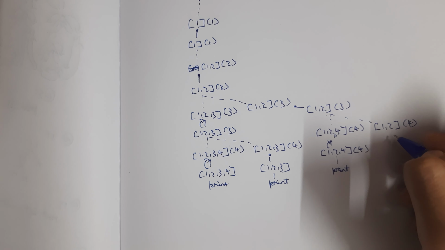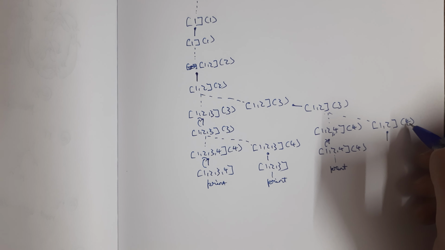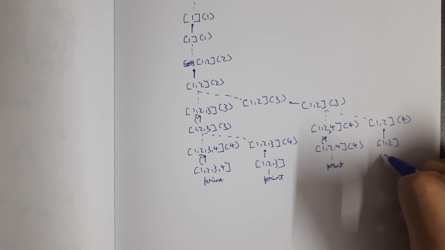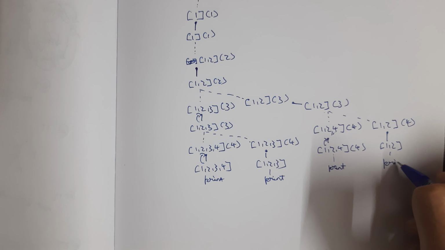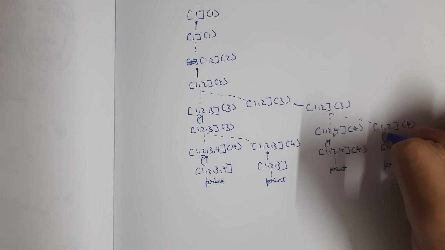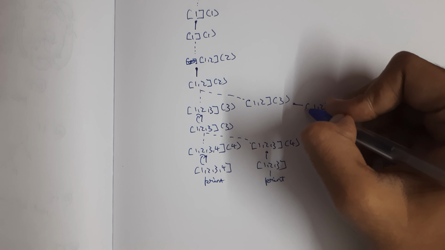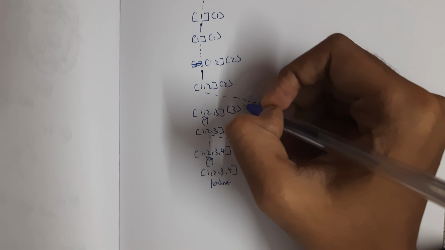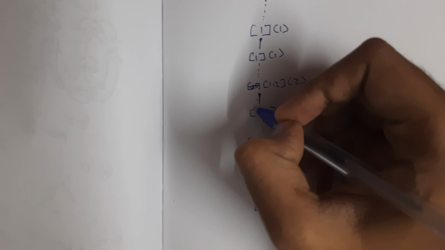So when 1, 2 followed by 4 is passed and we call the next function, this 4 is equal to the length of the list. So 1, 2 is also printed. When 1, 2 is printed, we again go back to the previous function and we now go back to this function. So after going back to this function, we are at this point where we revert back.